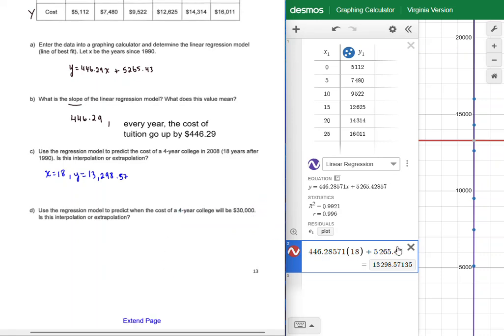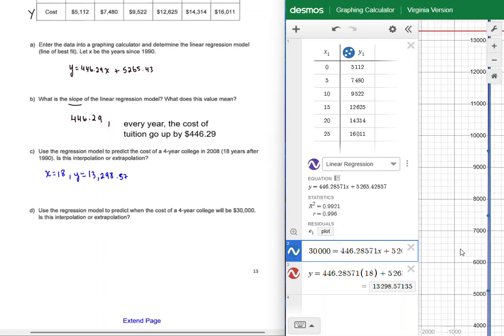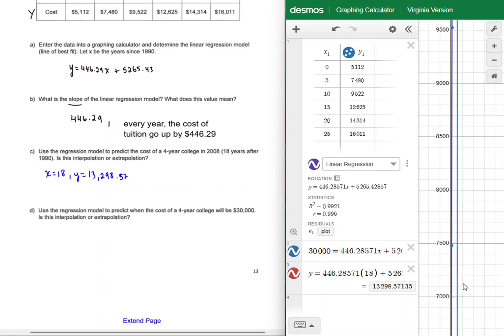So for it to be 30, I'll copy the equation again and change the y in this case. So the y is going to be 30,000. Remember, no commas in Desmos unless you're putting in a coordinate. Okay, so I'm going to zoom in. I know it's the blue graph right here. So it's going to be at 55 years after.